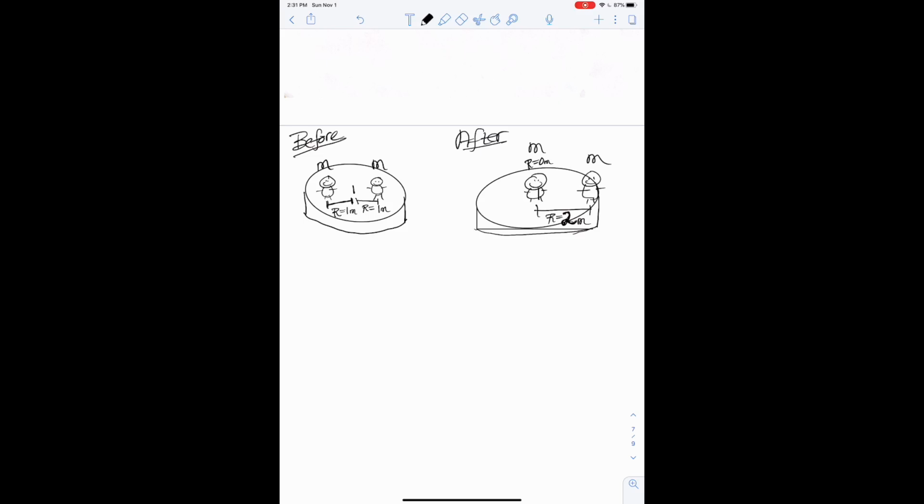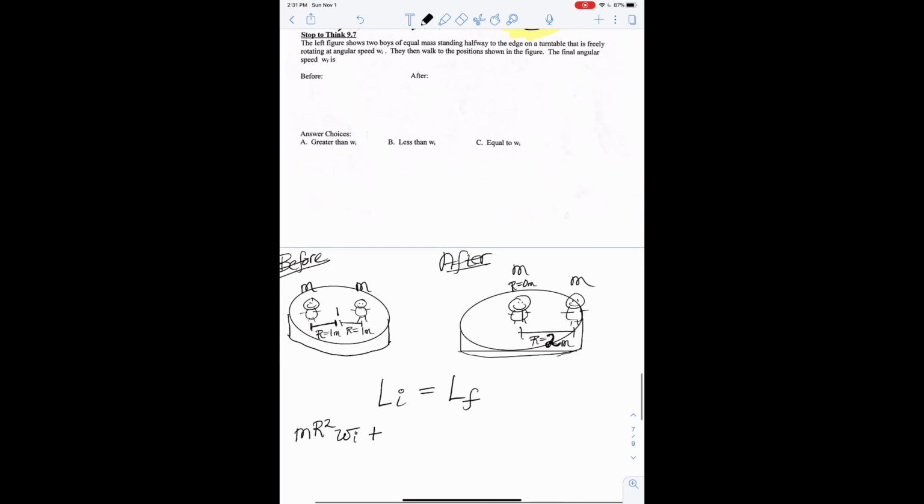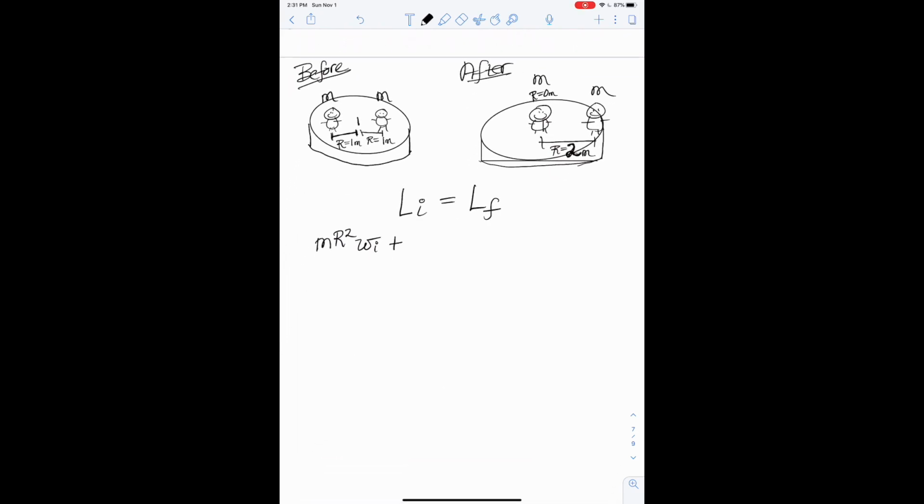And so what I have then is L initial is equal to L final. And then we can say we have m r squared times omega i for one of the boys. Two boys. Okay. All right. So then we have, and I'm writing it the other way this time, right? I could have written m r squared plus m r squared times omega i, and I didn't do that.